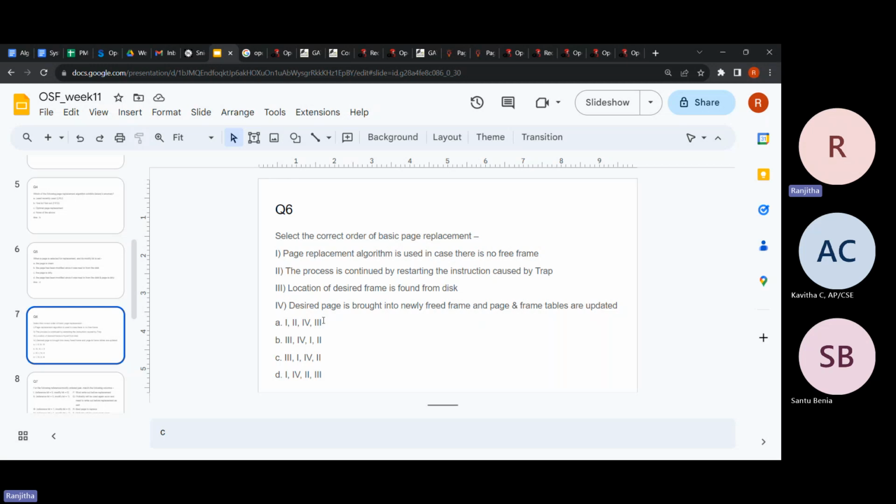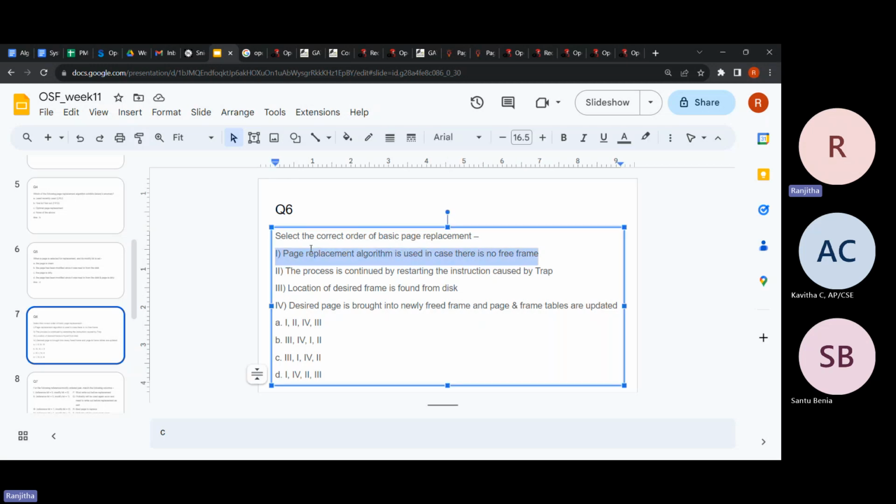So first is this one: find the location of the desired page on the disk. Then the page replacement algorithm is used in case there is no free frame. After that, the desired page is brought into the newly freed frame and the page and frame tables are updated, and after that the process is continued by restarting the instruction caused by the trap. Okay, so the option is 3, 1, 4, this one, so it is C.